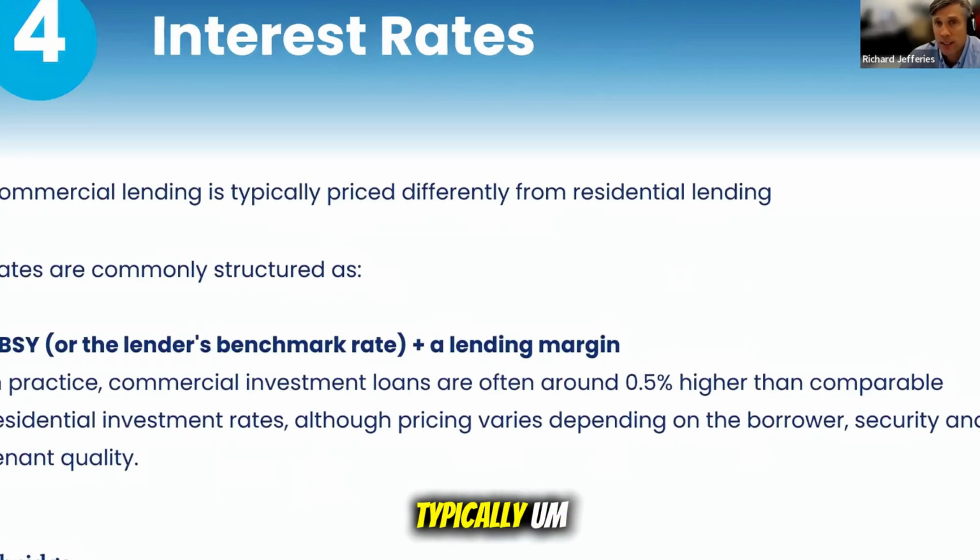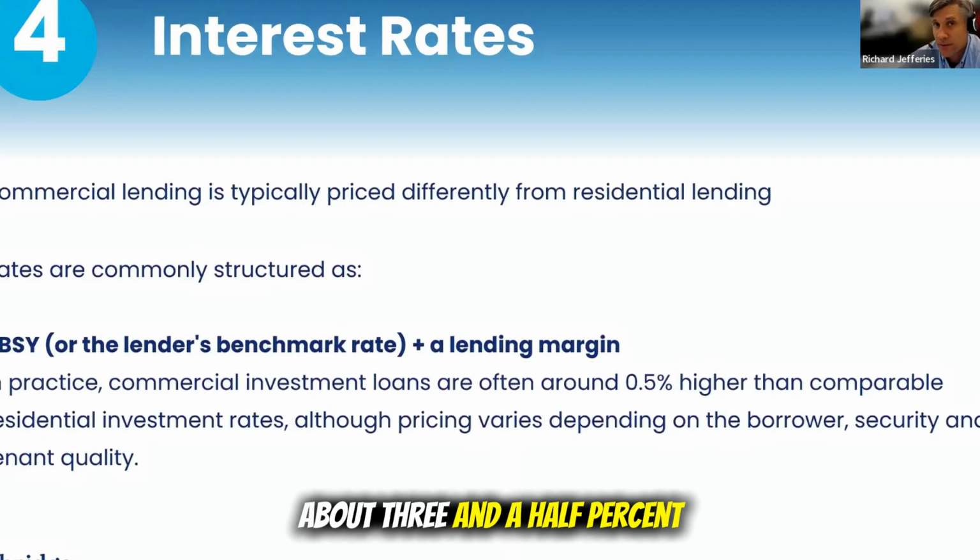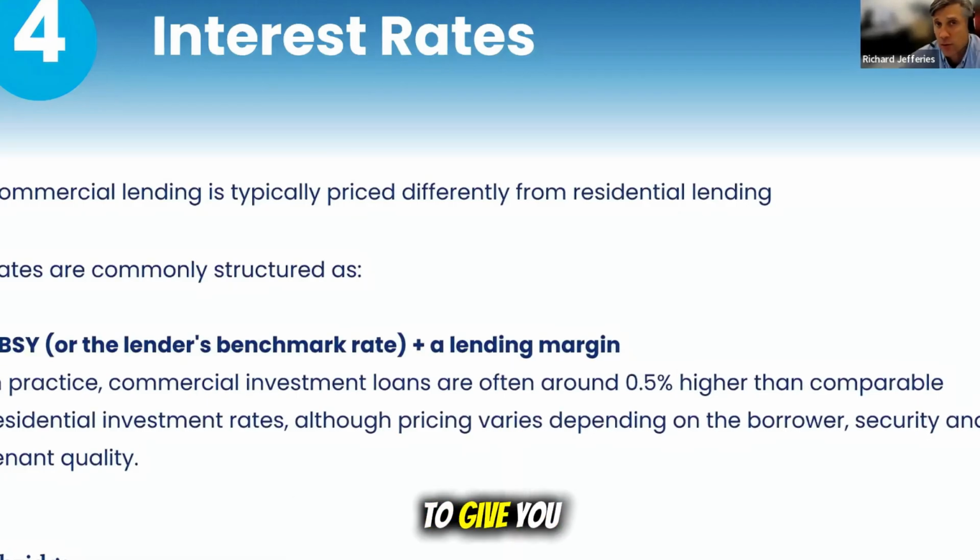Interest rates. With residential lending, interest rates are set by the banks themselves, based largely off what the RBA is doing, but they can fluctuate by themselves. With commercial lending, it's based off the bank bill swap rate, the BBSY, plus a margin. The bank bill swap rate, which is the interlending rate between banks, may sit at about 3.5%, and they may put a margin of about 3% on that to give you an interest rate of 6.5%, which is usually variable. As a rule of thumb, commercial lending rates are about 0.5% higher than residential.